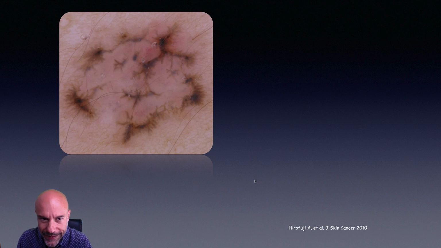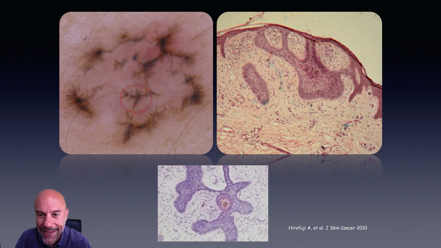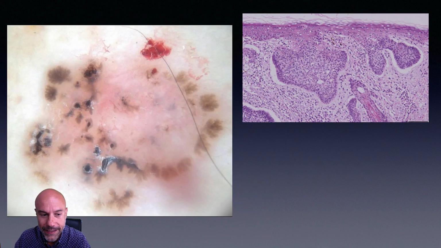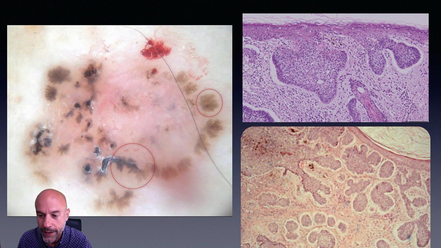Brown structures again, but in this scenario we see these brown interconnected areas that consist of projections originating from a common base. These are the so-called leaf-like areas or spoke wheel areas that histopathologically correspond to interconnected nests of basaloid cells located where? Junction. Again, that's why they are brown, and that's why they correspond to superficial basal cell carcinoma. One more example of these peculiar structures and the histopathologic correspondence.